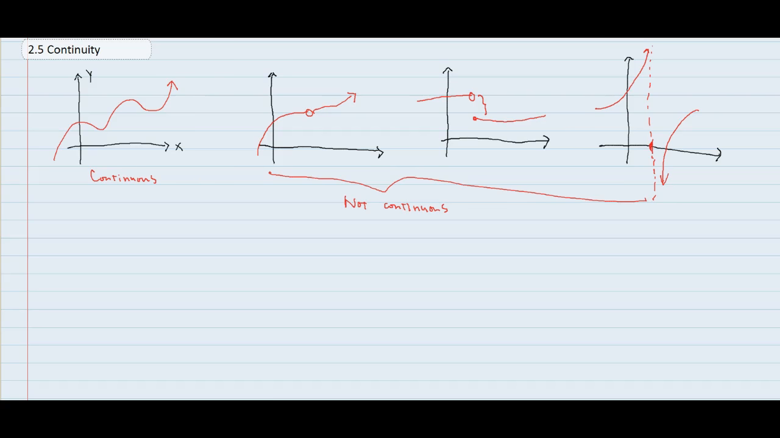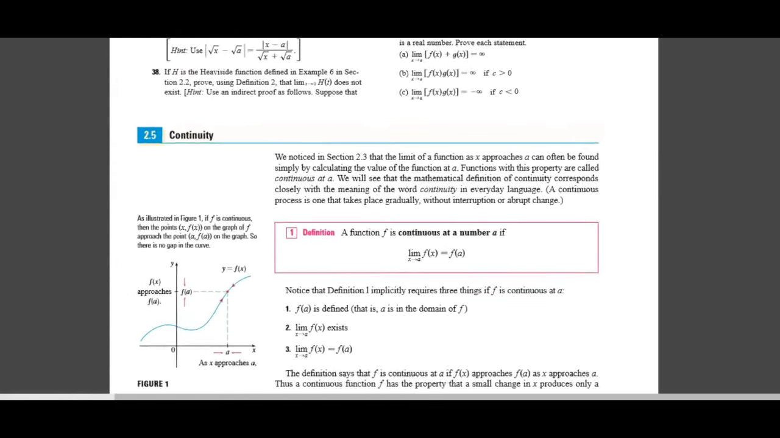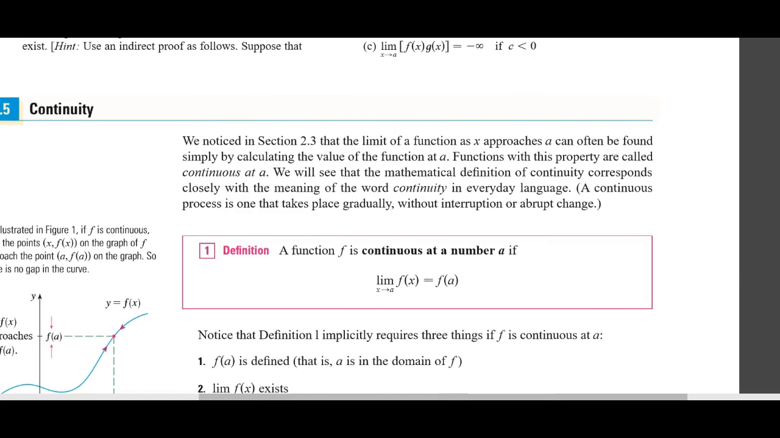Now, of course, as a calculus student, you want to be able to go beyond this intuition. So we want to talk about this precise definition of what it means for a function to be continuous. So let's take a look at what the textbook says as the definition of continuity. If you look at page 118 of your book, at the beginning of section 2.5, you see this definition in the box, definition 1. A function f is continuous at a number a if the limit as x goes to a of f of x equals f of a.